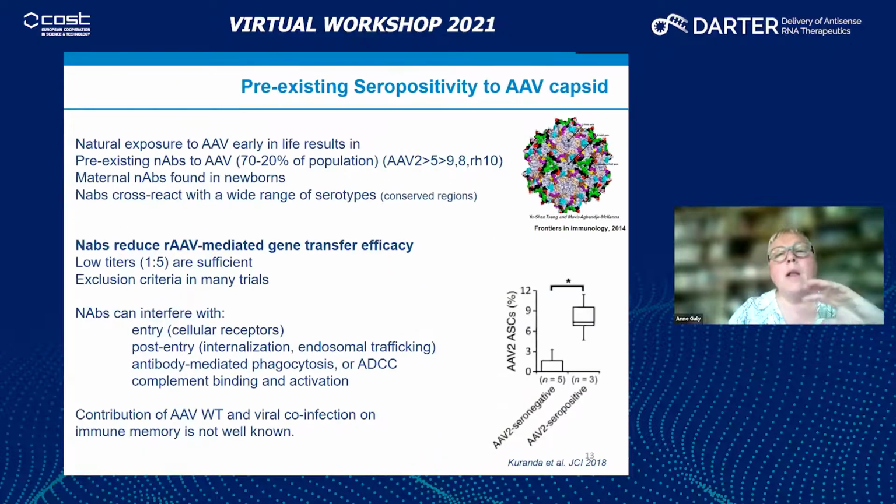So let's first discuss this first problem, which is really the pre-existing antibodies to AAV. They arise from the natural exposure to AAV in early life.